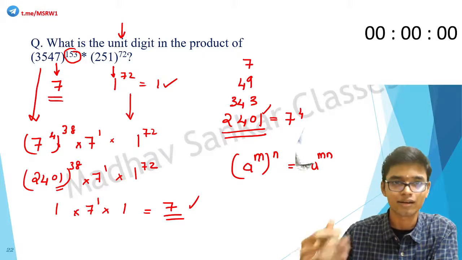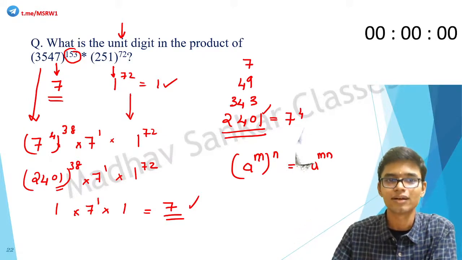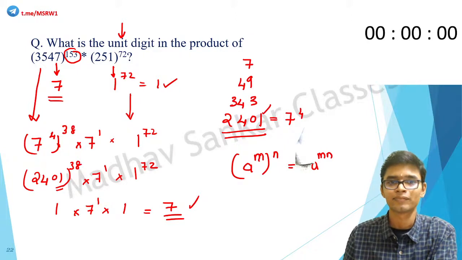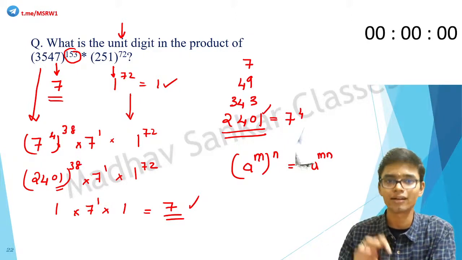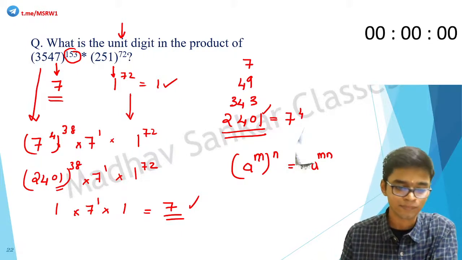Can you understand this? Are you able to get this? Or should I explain this question once again? It's slightly tricky, I know that, but if you want me to explain it again, I will.